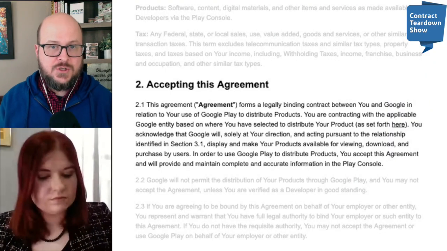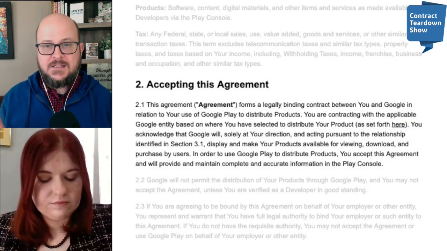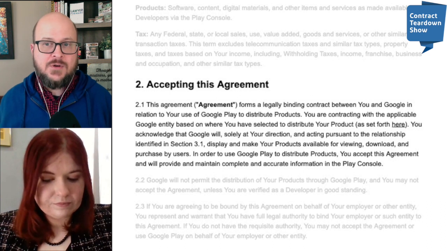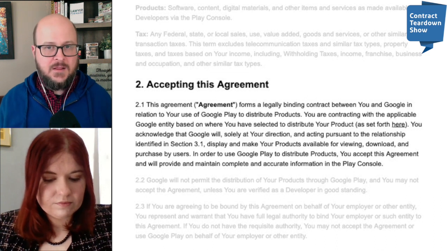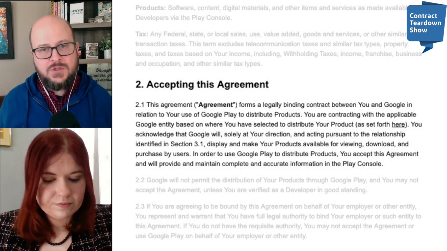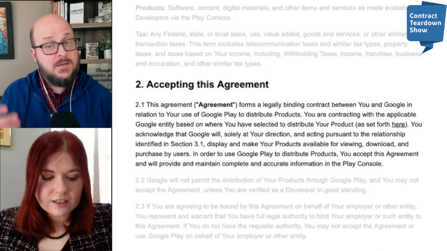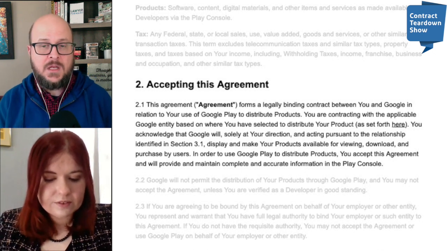And what we're going to do is go through the document as we do. I'm going to start with 2.1 under Section 2, accepting this agreement. It says, this agreement forms a legally binding contract between you and Google in relation to your use of Google Play to distribute products. What are you seeing in this section that you like? What don't you like as a drafting exercise? And maybe how it led to the fight that we're in now?